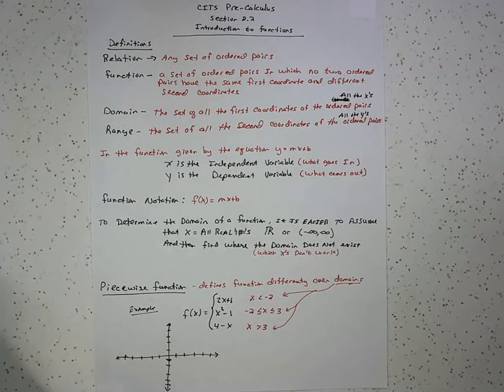CITS Pre-Calc Section 2.2 is our Introduction to Functions. Now, functions are a big part of mathematics, because everything that we do later on, we try to solve in terms of functions, what happens, and we do a lot of general terms. This section isn't really bad. It's just getting us used to the concepts and the terms of functions. So we start out with our definitions as normal.